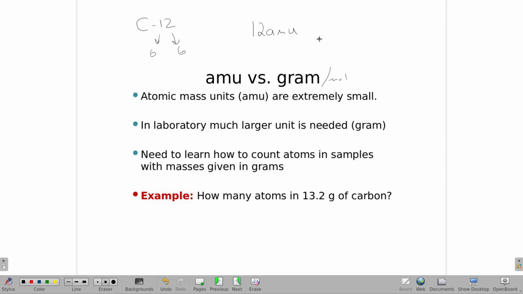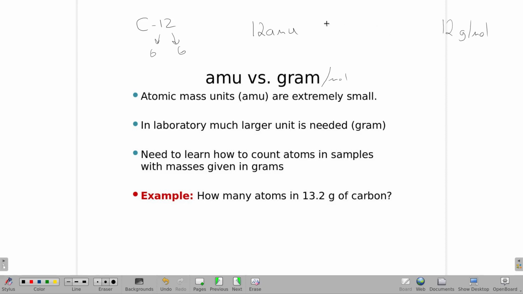Alright, but that's an individual atom. Atoms are ridiculously small. We have a difficult time proving what their actual size is because they're so small. Well, we have proved their size, but it was a challenge. What we wanted to do is get a much larger scale. So this grams versus AMUs, we want to be able to use the same thing and say that same number, but we want to change it to grams per mole.